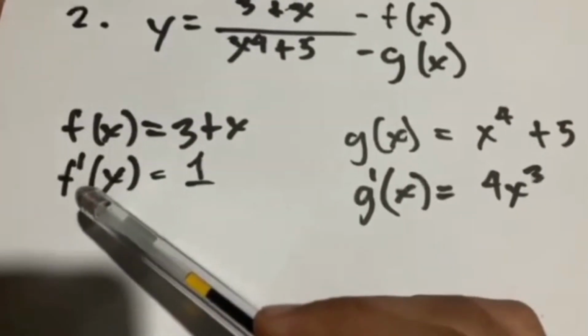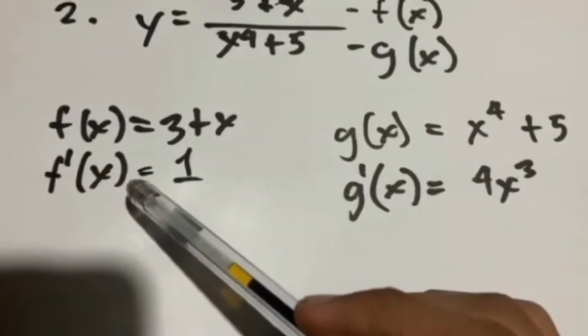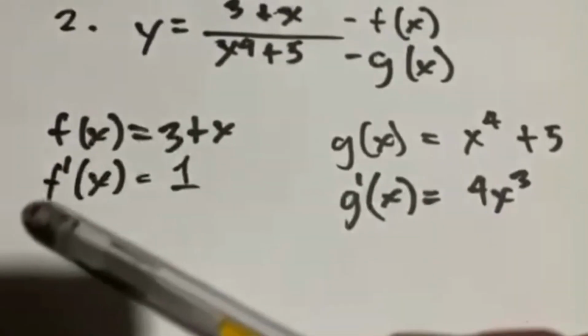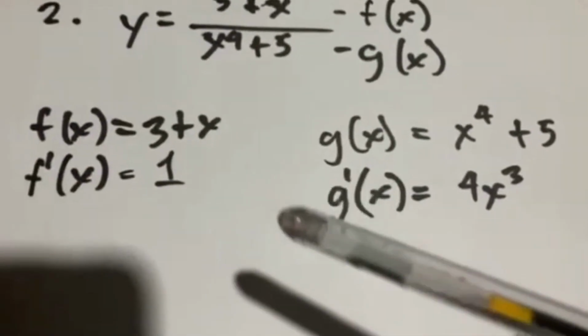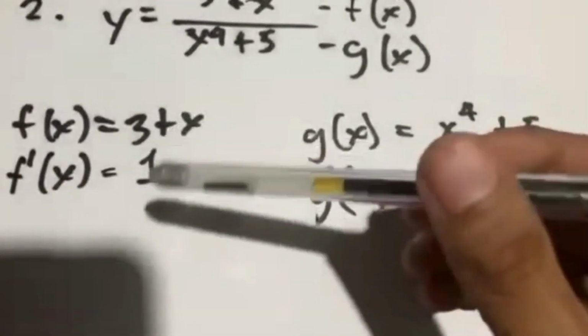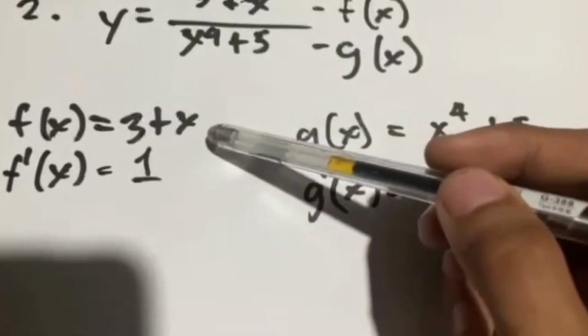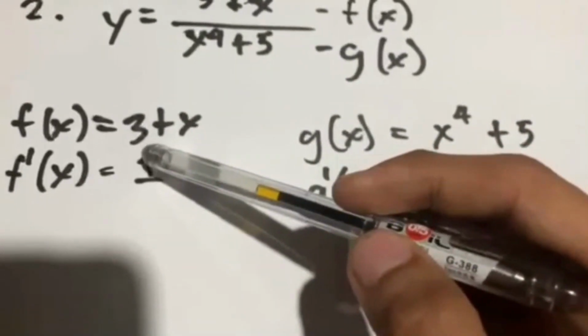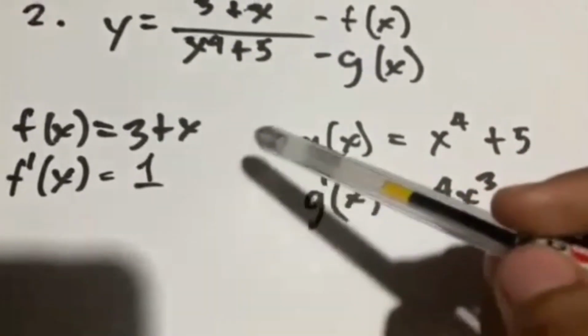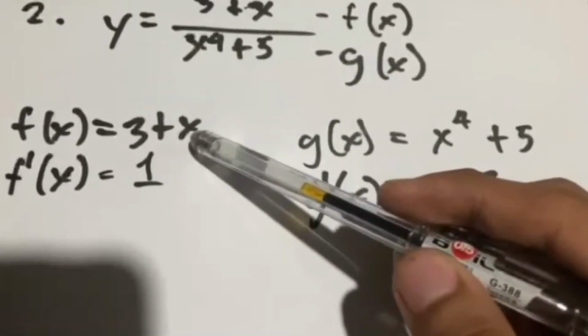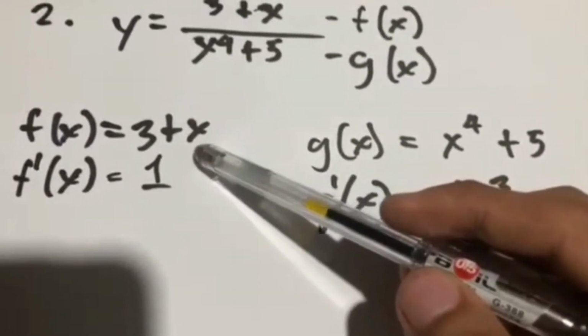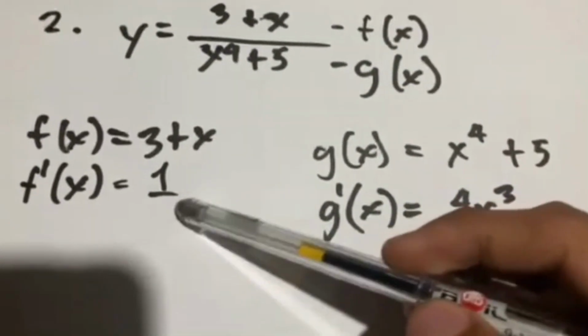Now we need to find our f prime of x. We need to find the derivative of 3 plus x. Because 3 is a constant number, it will be cancelled. And the derivative of x is 1. That is why it is 1.